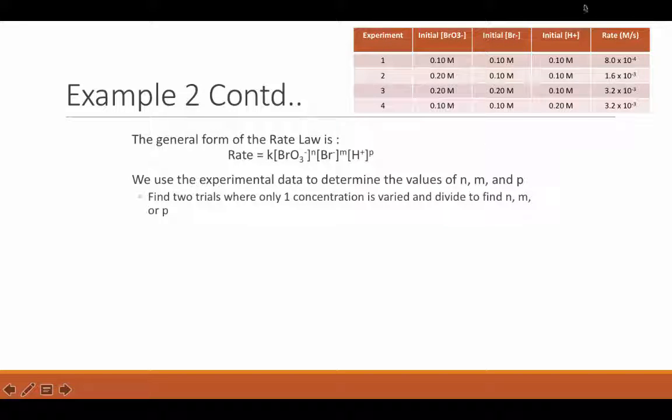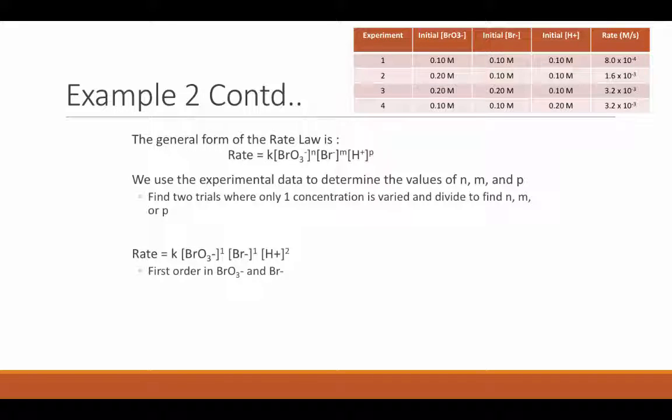So take a look at the data and find two trials in which BrO3- has changed, but Br- and H+ has remained the same. You'll see that in the first two trials, that's true. From trial 1 to trial 2, we've doubled our concentration of BrO3-, and you'll also see that our rate has doubled. This means that this reaction is first order with respect to BrO3-. Pause the video here and try to determine the orders for Br- and H+ using this same method. When you come back, I'll reveal the answer.